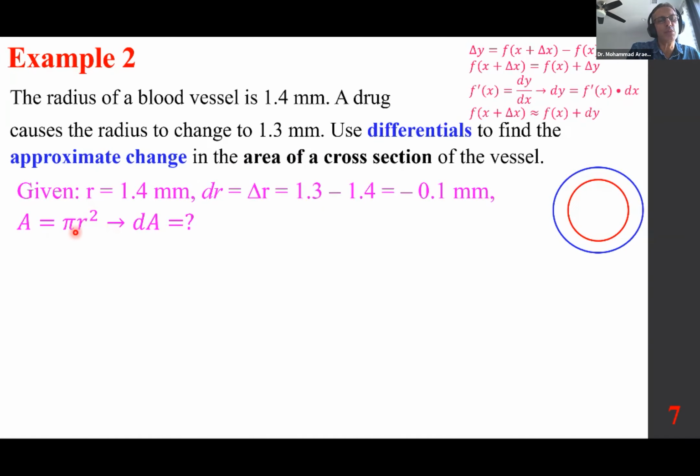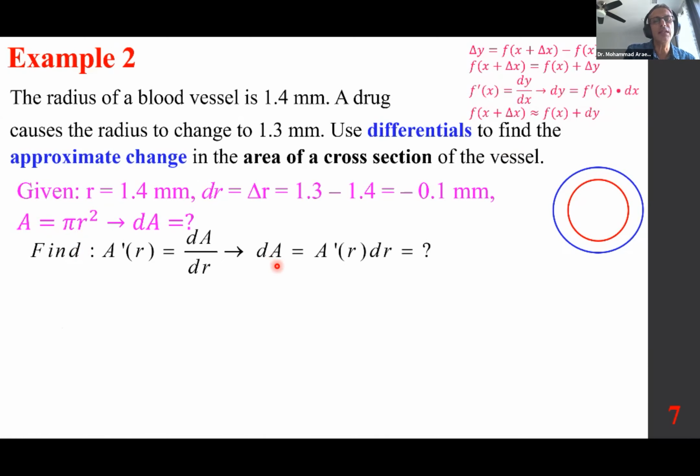and then dA would be the same thing times dr. In other words, if we take a look at this one, f prime of x is dy dx. Now A prime of r is dA dr. dy is f prime of x dx. Just look at this line and compare it to this one, and you end up with this situation. dA, which is the differential, is A prime of r dr.